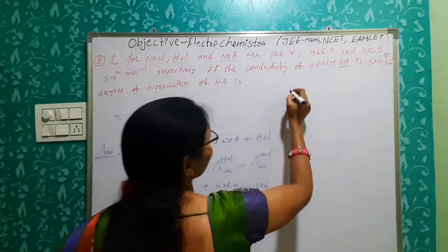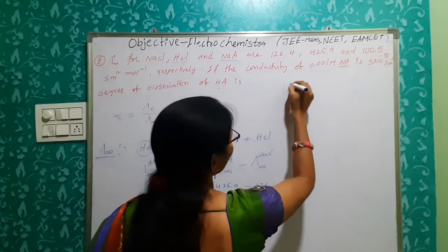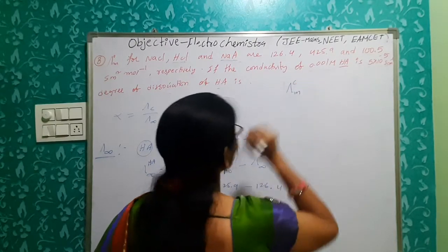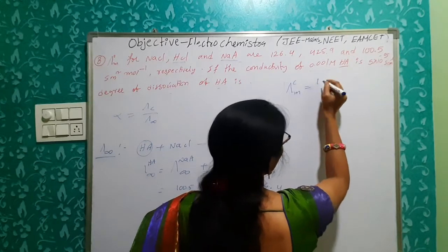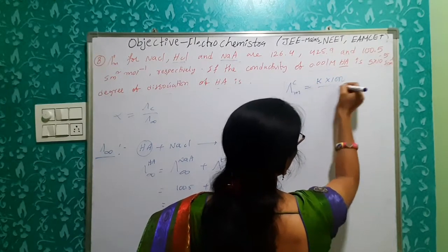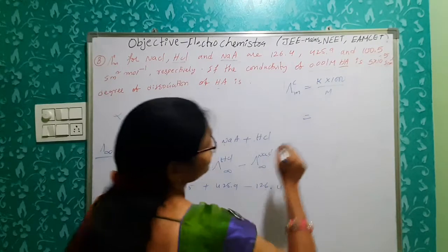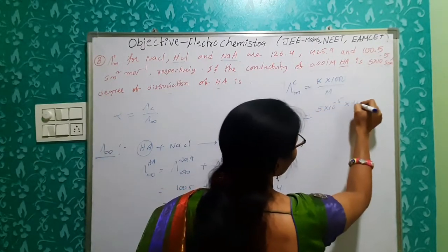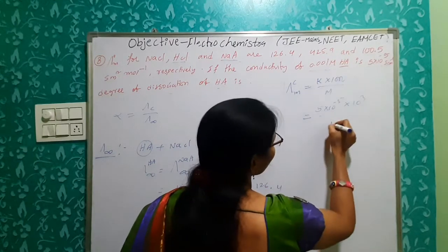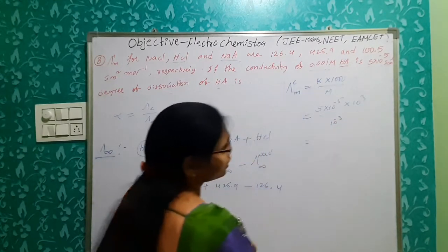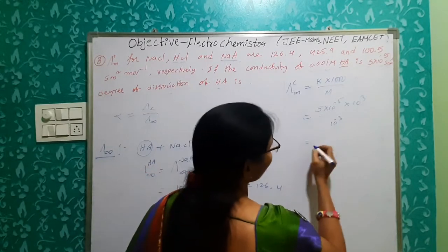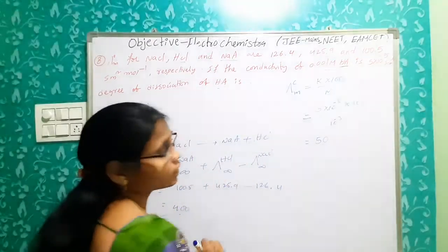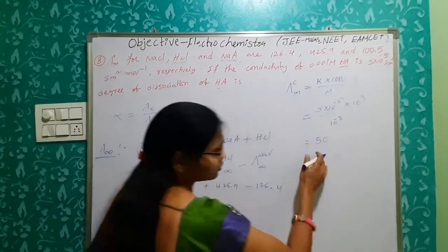Okay, so then calculate Λc, the molar conductance at given concentration. It is equal to K into 1000 by molarity. K is given as 5 into 10 power minus 5, into 1000, nothing but 10 cube. Molarity is given as 10 power minus 3. Okay, so we will get 5 into 10 power minus 5, 10 power 6, now 50.